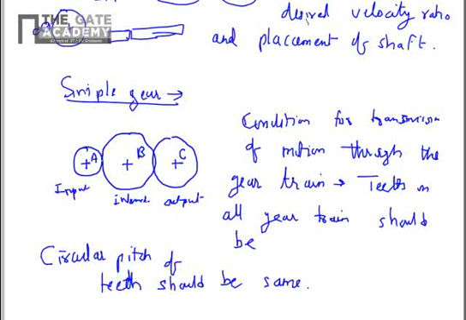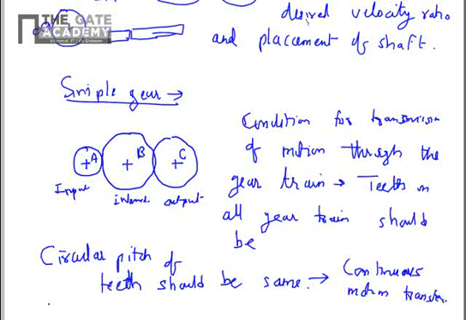So then, if this condition is satisfied, movement of one tooth on A will result in movement of one tooth in B, and similarly movement of one tooth on B will result in movement of one tooth of C. So continuous motion transfer will happen. If this condition is not satisfied, if the teeth pitch is not the same, they may rotate for a particular arc, but then the gear will get stuck. So this is the condition for continuous motion transfer.